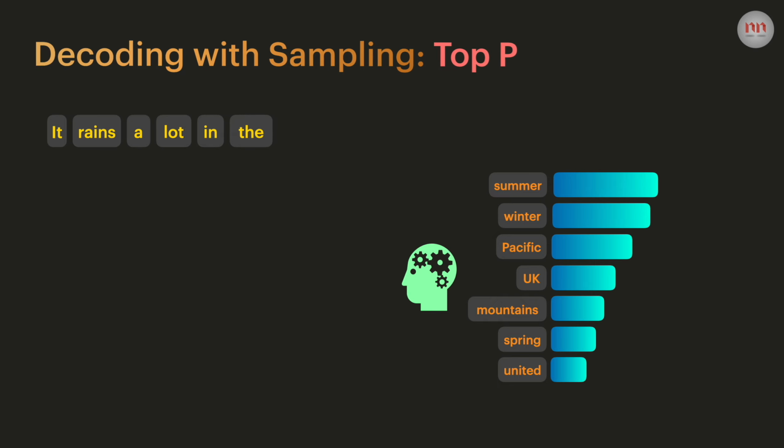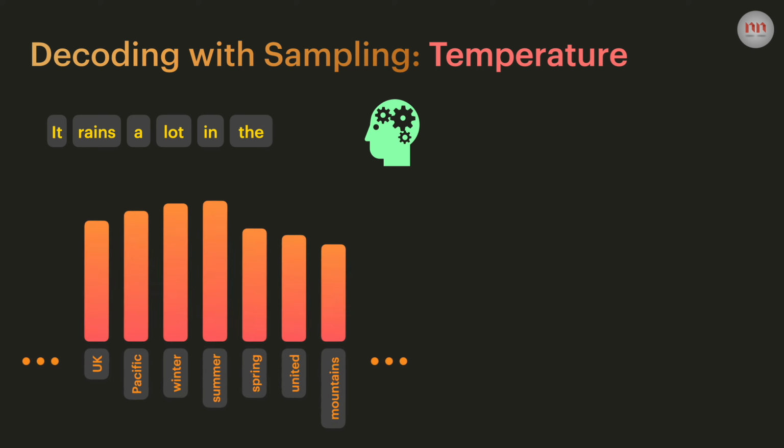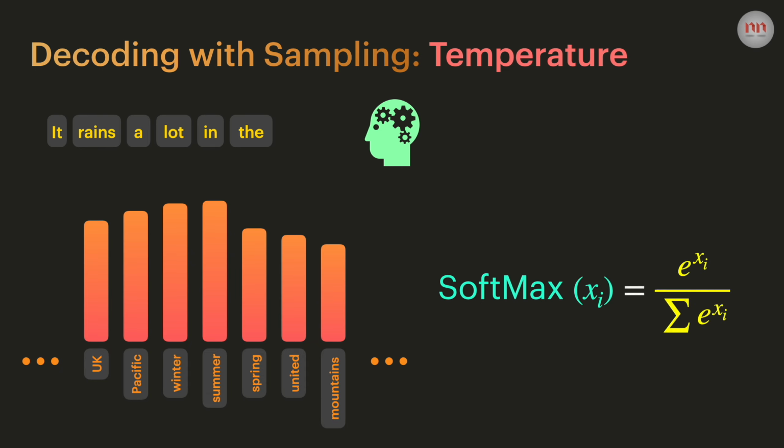Now let me show you temperature, another parameter to tweak the probability distribution. For this, we need to take a step back. The output of the language model is actually called logit scores. The logit scores don't add up to 1 and can even contain negative numbers. To get the probabilities, we apply the softmax function to it. Here's the formula for the softmax. The x_i denotes the logit score. What if, before applying the softmax, we scale the logit scores by a factor T? This factor is referred to as temperature.